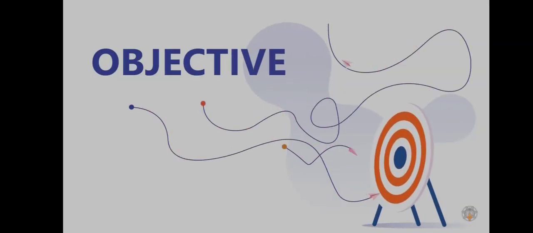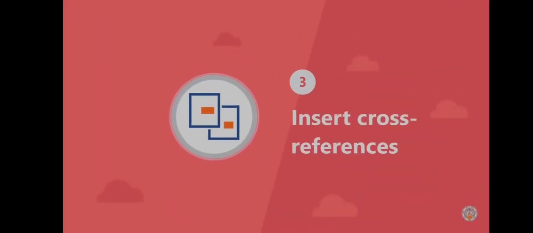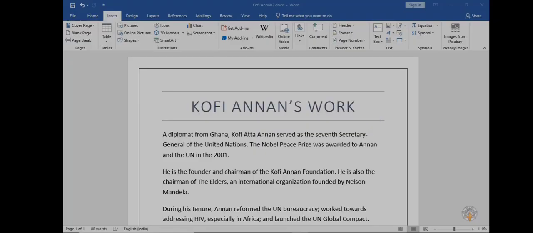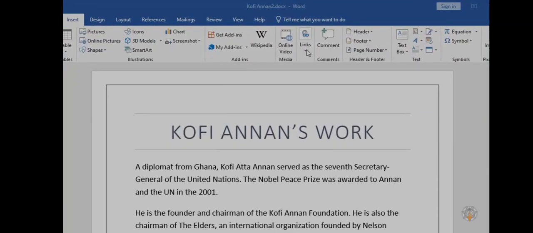In this activity, you will learn about the links group. By the time you finish, you should be able to use hyperlinks, use bookmarks, and insert cross-references. A hyperlink is used to add links to web pages or other documents for quick access. A hyperlink may be in the form of text, web page, email address, and so on.